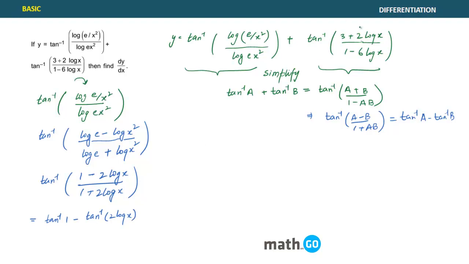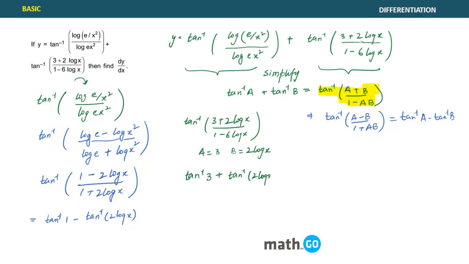Now the next part is actually solvable. If you see that we wanted to solve tan inverse of (3 plus 2 log x) upon (1 minus 6 log x), it's already there. Here the value of a is 3 and the value of b is 2 log x. Can you see that the direct formula is there? If you just check this formula, this is already applicable here, right? Clear? So this particular quantity will become tan inverse 3 plus tan inverse 2 log x, right?